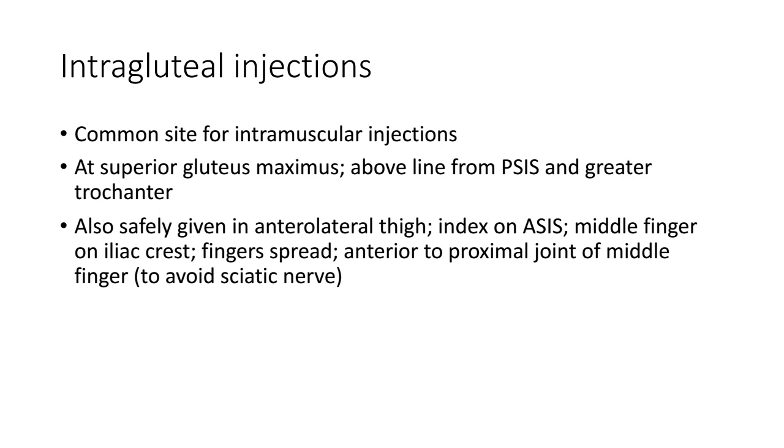If you put your index finger on your ASIS and your middle finger on the iliac crest, and you spread your fingers out, the injection would be given just anterior to the proximal joint of the middle finger. And in that way, you would be able to avoid the sciatic nerve. All right, this ends this lecture on the lower limb, the gluteal region, and the femoral region.